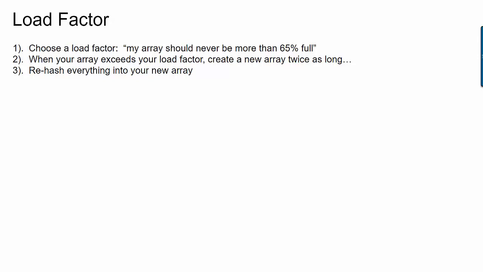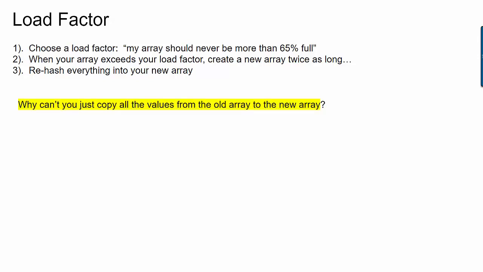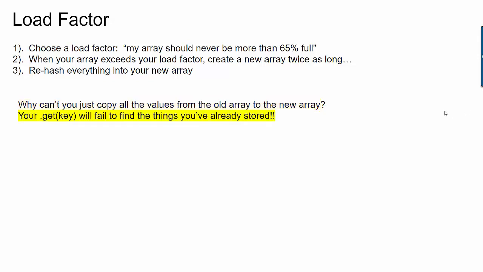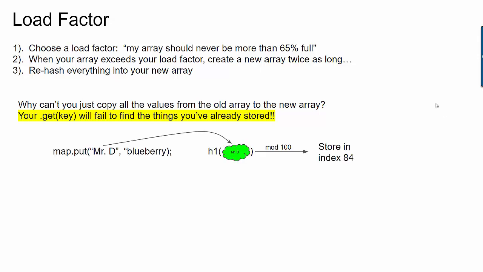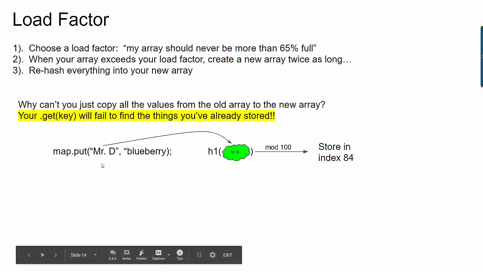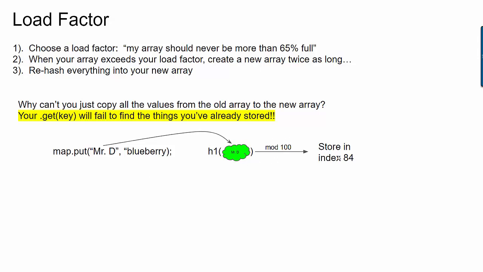So why can't you just copy the values? What's the problem with that? The problem is that you're going to end up failing to look up things that you've already stored, because for a longer array, your hash function is going to generate a different location than the one where you originally stored it. So let's look at a quick example. Let's pretend that my array is length 100. I put in Mr. D, Blueberry. I run Mr. D through my hash function, mod 100, because that's the length of my array, and I get 84. So I store Mr. D and Blueberry in index 84.